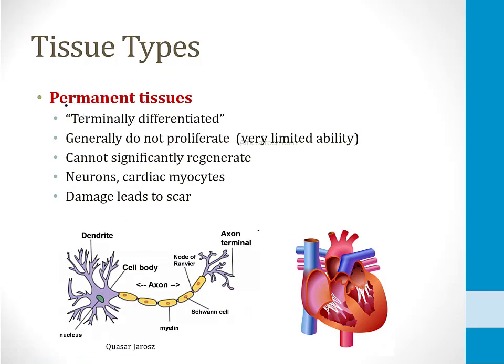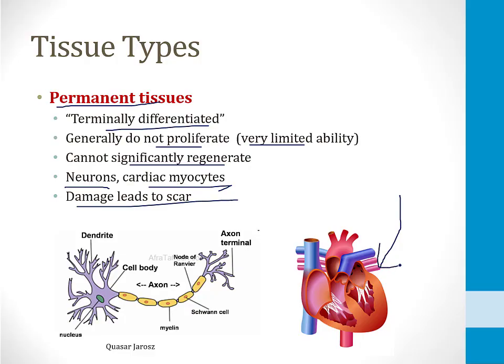And then the last tissue type are the so-called permanent tissues. These tissues are said to be terminally differentiated, which means they have grown into what they are going to be for the rest of their life, and they do not proliferate. They have very limited proliferative ability. These types of tissues cannot significantly regenerate, and the two types of tissues classically referred to as permanent are neurons and cardiac myocytes. Since these types of cells do not regenerate under normal conditions, anytime there's damage, this is going to lead to scar. So all of my patients who've had a myocardial infarction now have scar tissue in their heart, and that's because the myocardium and the myocytes are not able to regrow new cells.